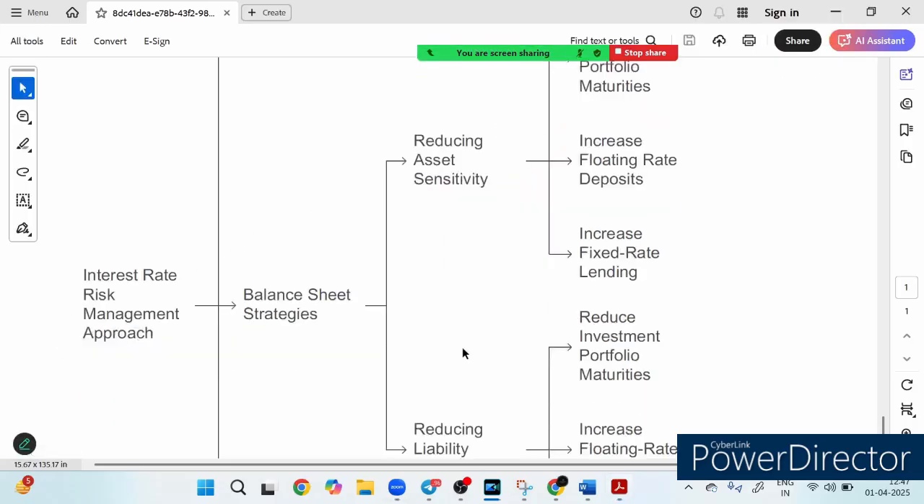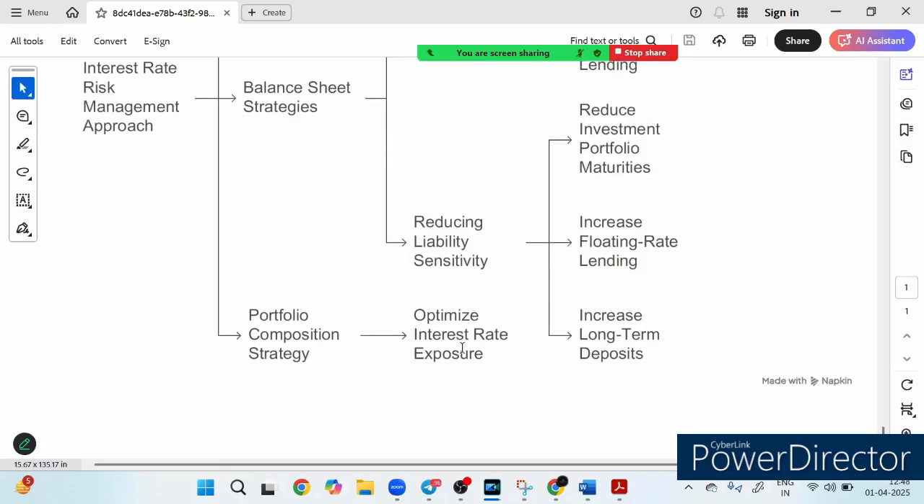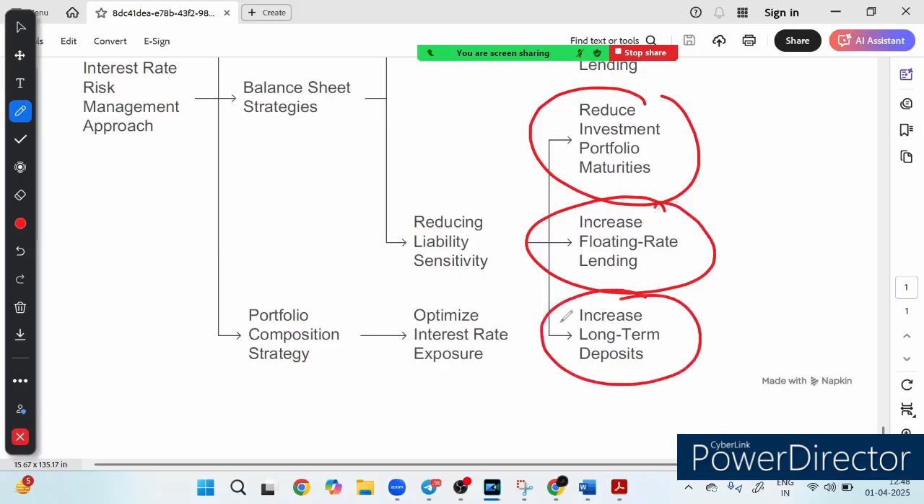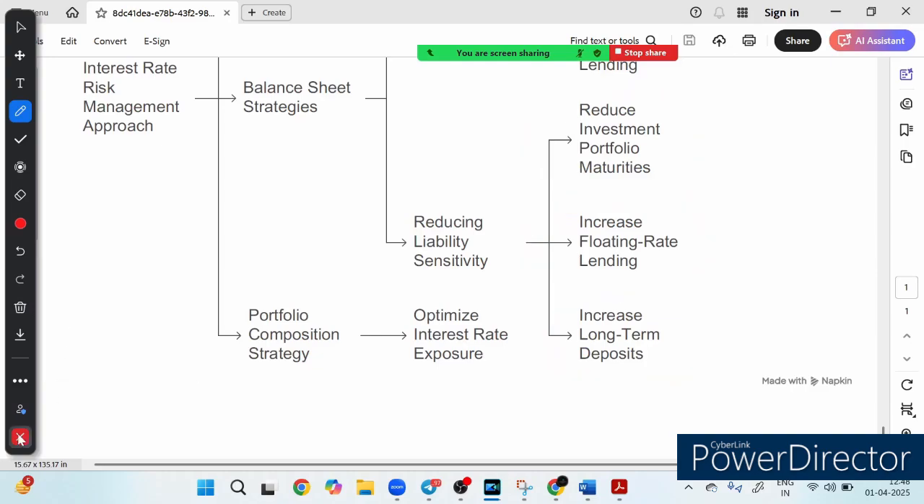And the second technique is to reduce liability sensitivity. How to reduce liability sensitivity? Either they reduce investment portfolio maturity, or they increase floating rate lending, or they increase long-term deposits. If you want detail, you can enroll in our course. I have provided a detailed explanation of how they do it. Since this is a smaller video, I can't provide you detail regarding it. So that's all you need from this particular topic.